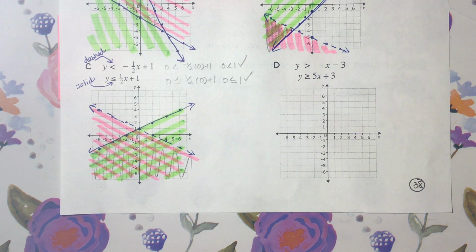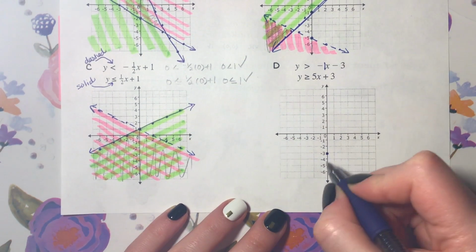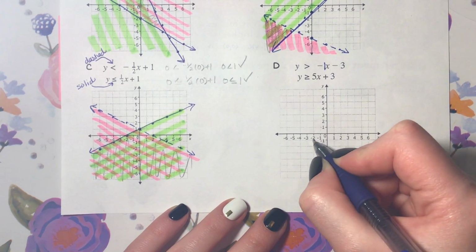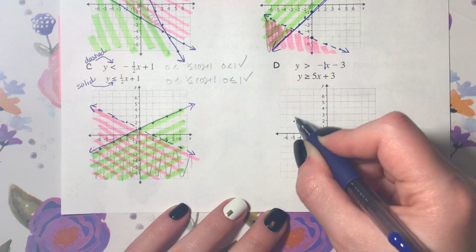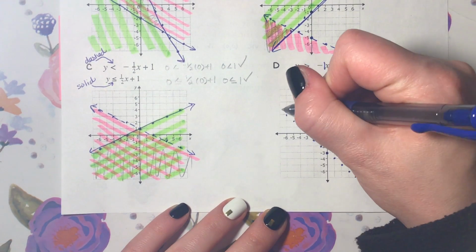One more problem, and then we are done with these notes. So we have y is greater than negative x minus 3. I'm going to go down 3. The slope is negative 1, so that's down 1 over 1, down 1 over 1, or up 1 to the left 1. This is going to be a dashed line.